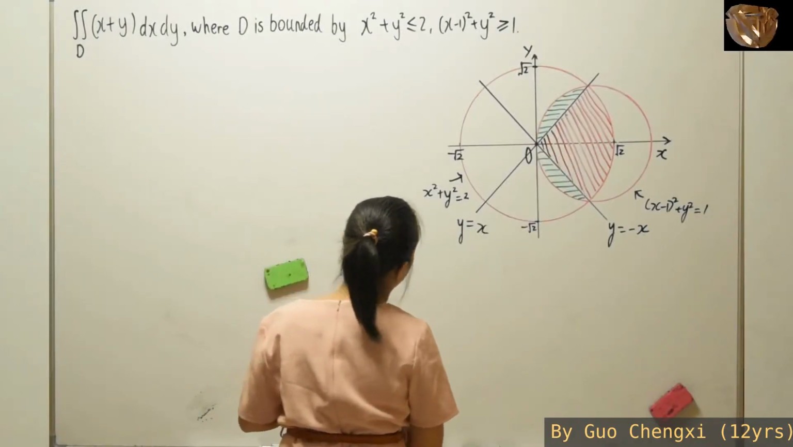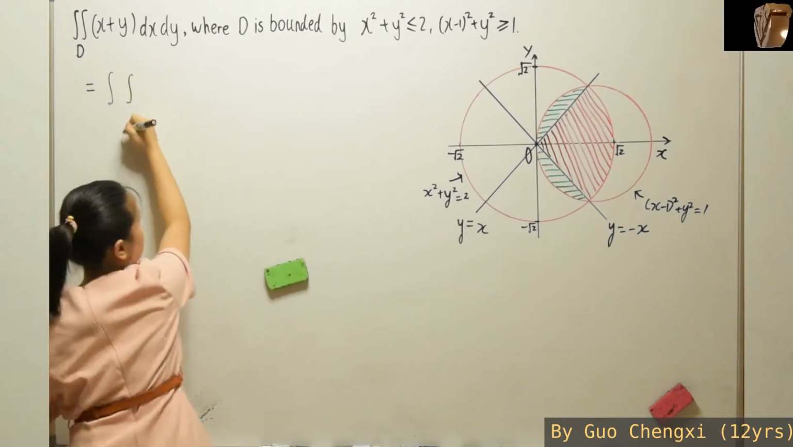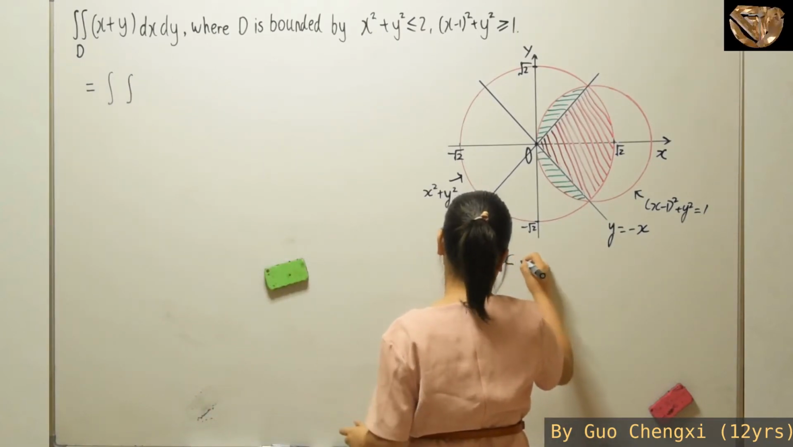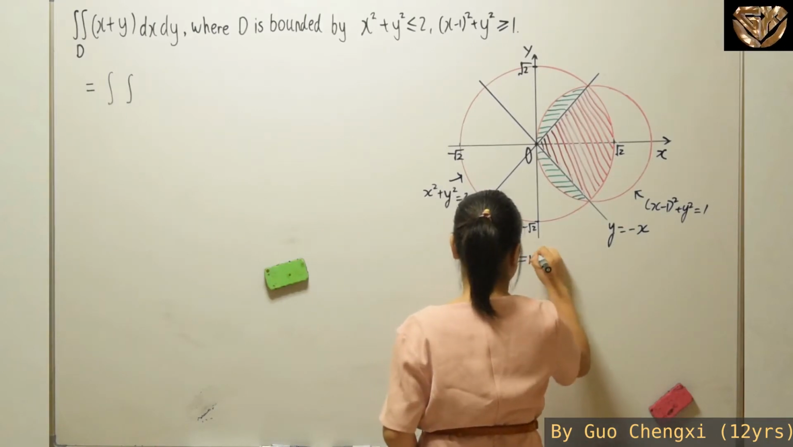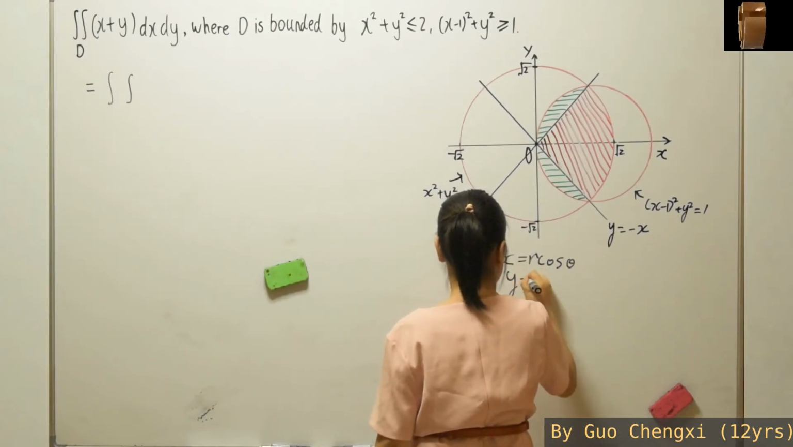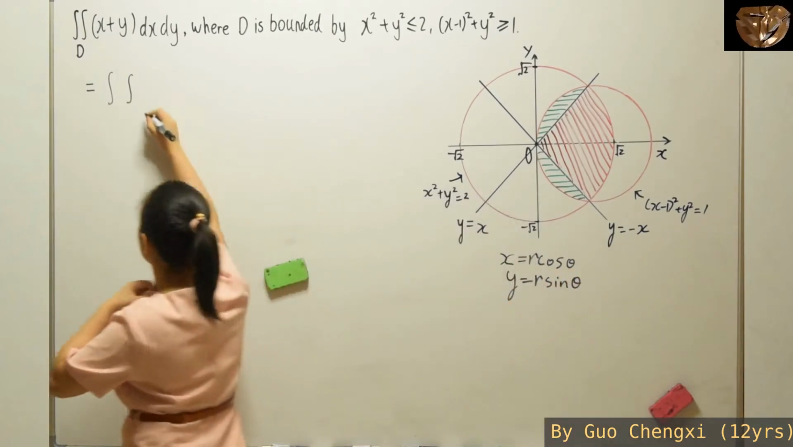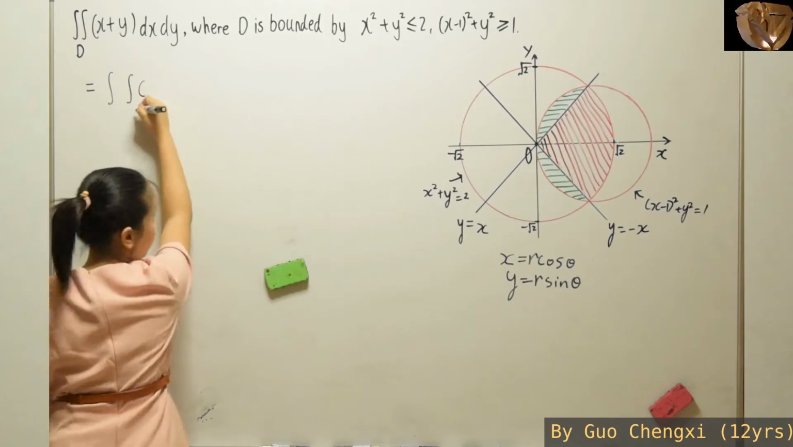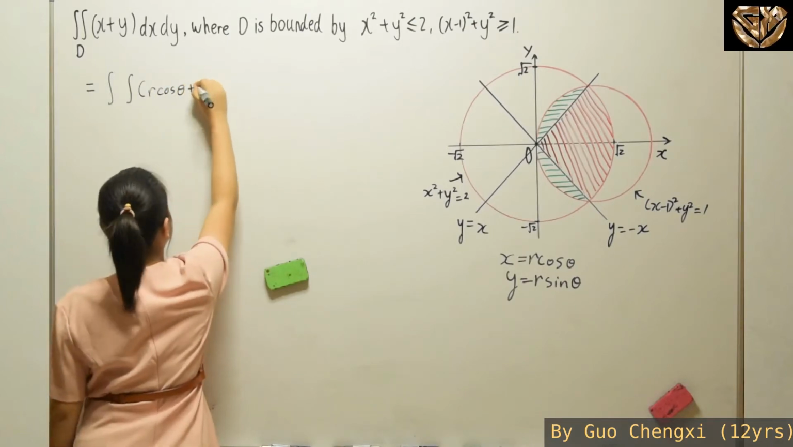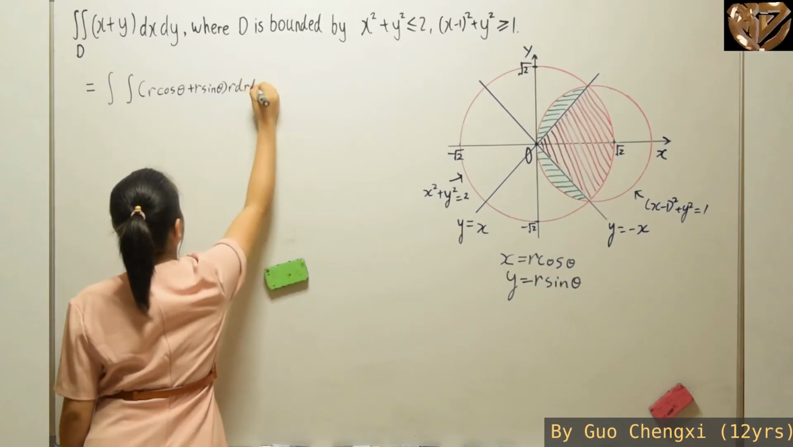So if we are going to solve this, first of all, the boundaries. Before I talk about that, for x, it is equal to r cosine theta, while y is equal to r sine theta. So over here we're going to have the integral of (r cosine theta plus r sine theta) times r d theta.